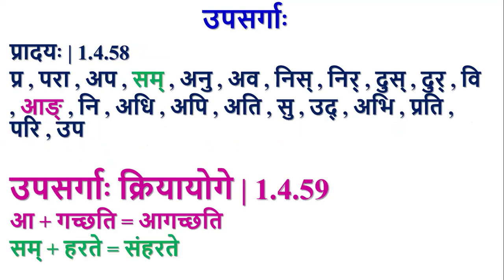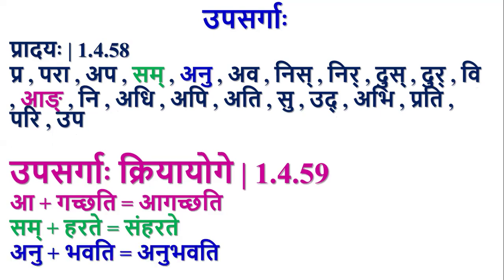Similarly, sam plus harate, samharate. Here sam is an upasarga. Anu plus bhavati, anubhavati. Here anu is an upasarga. Like this, whenever we add the upasarga to dhatus, there will be some changes in the meaning of the dhatu or some changes in other issues also. Let us not go into details of that now.